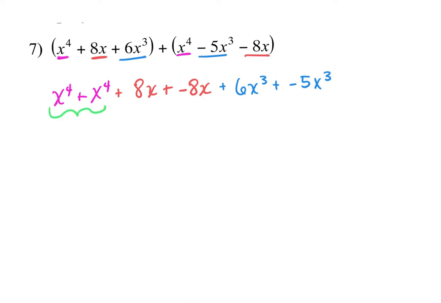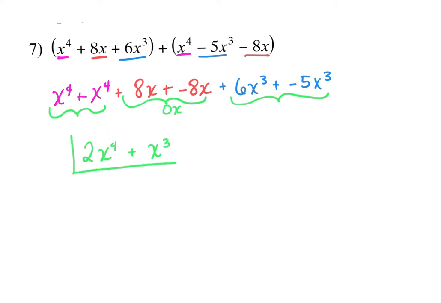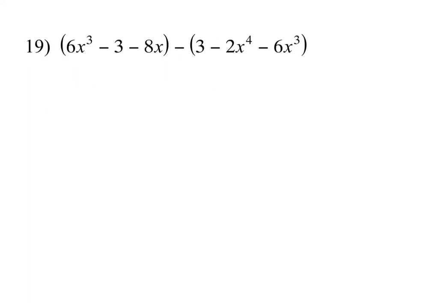We have 1x to the 4th and 1x to the 4th. We have 2x to the 4th. We have a positive 8 and a negative 8, which actually gives us a 0x, but you don't even write that. If it's 0x, it just zeroes out and it's gone. And then we have a 6x cubed and a negative 5x cubed. That gives us a 1x cubed. And once I've combined everything and made sure it is in standard form, highest to lowest degree, then I am finished.